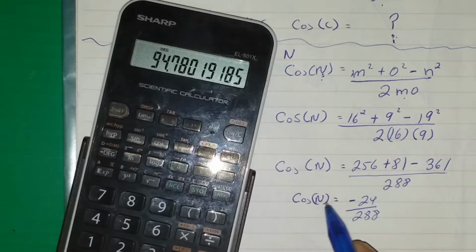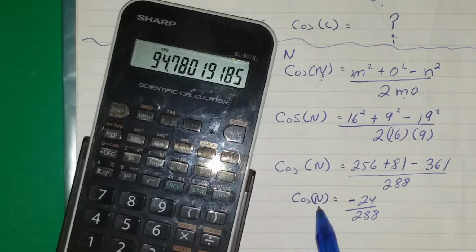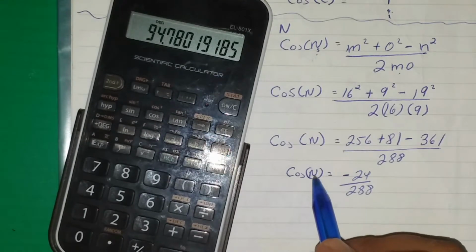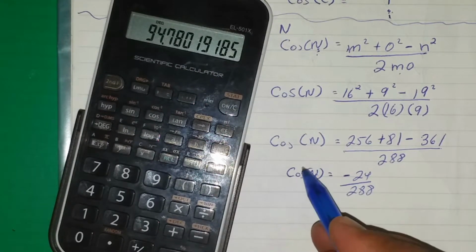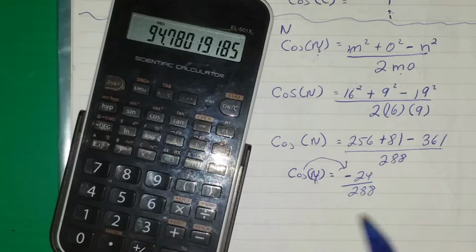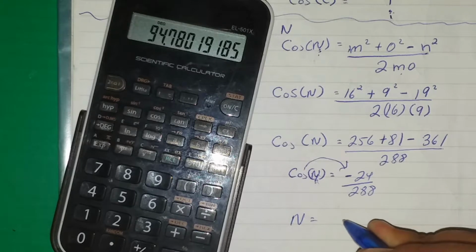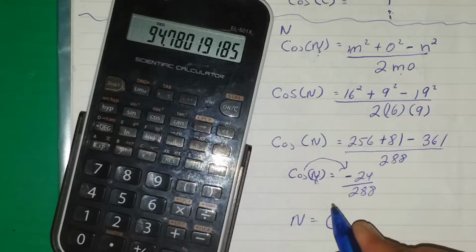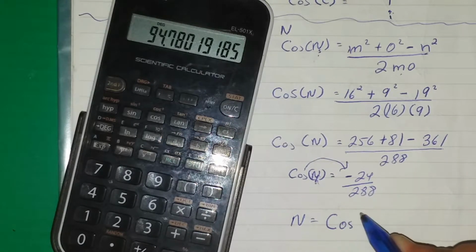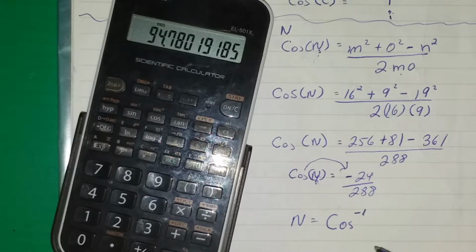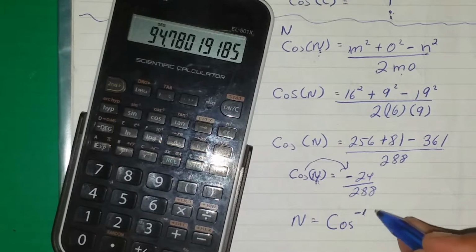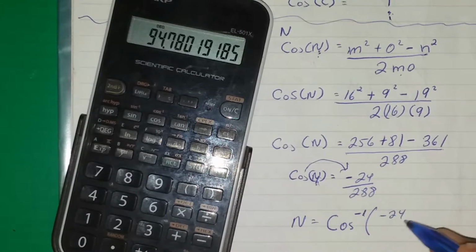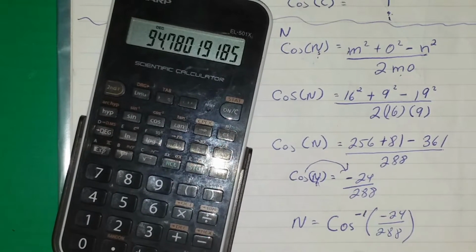So what we need to do is, notice this side you have cosine of N. We don't want cosine of N, we just want N. So how do we get rid of this cosine? We take the cosine to the other side, and then we say N equals, and since we took the cosine to the other side, we're going to place cosine like that, but in this case we're going to say negative 1, and what we call this is the inverse cosine of negative 24 over 288, the same thing on the other side, right? So that is what we have.